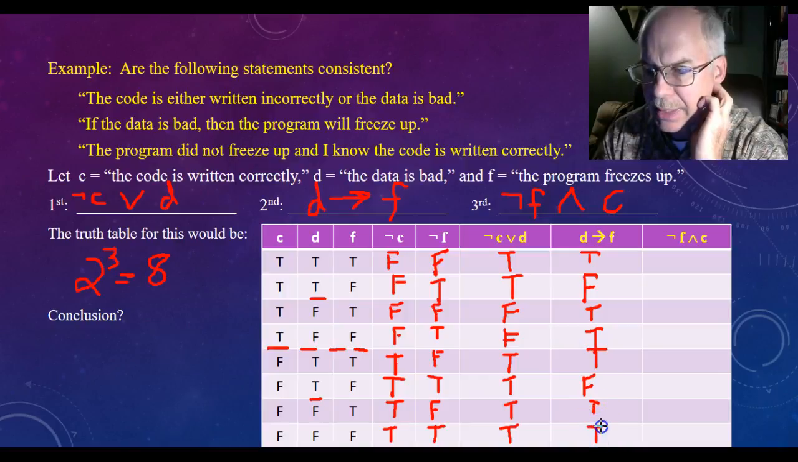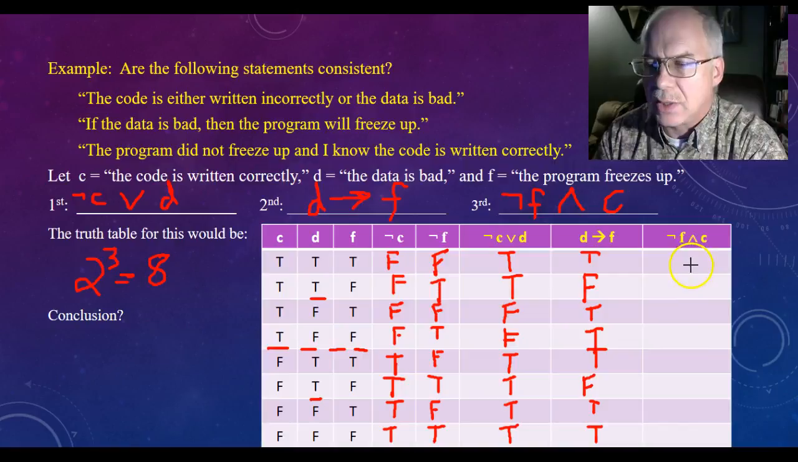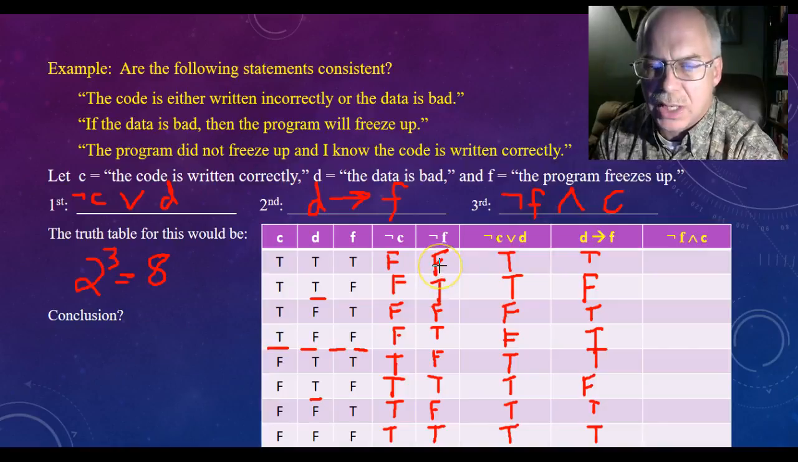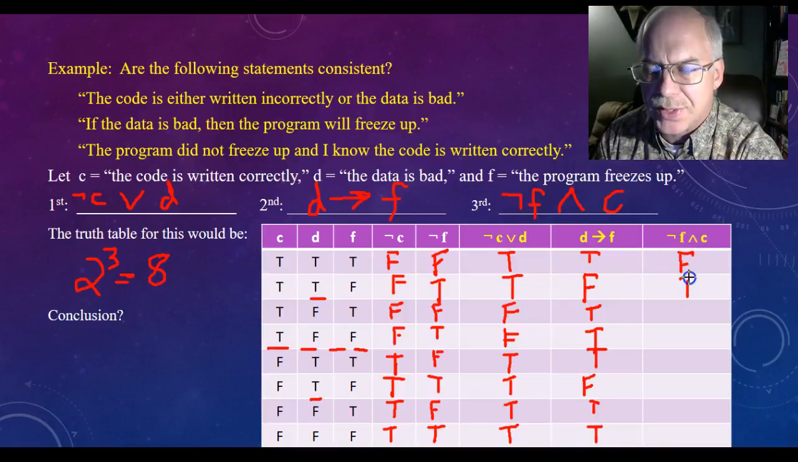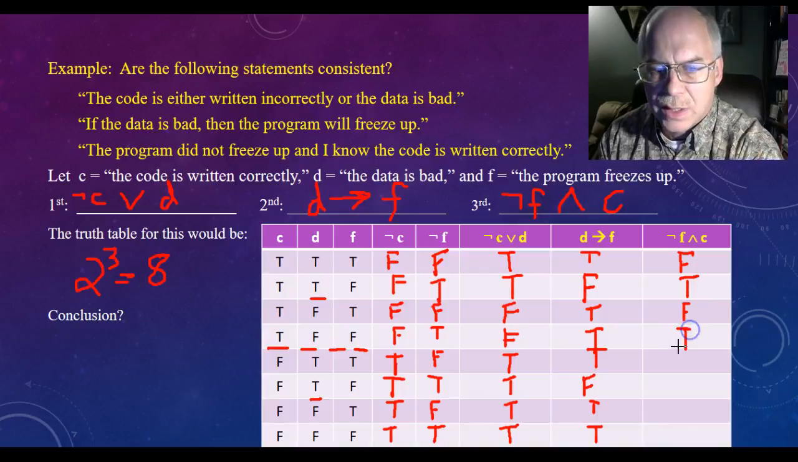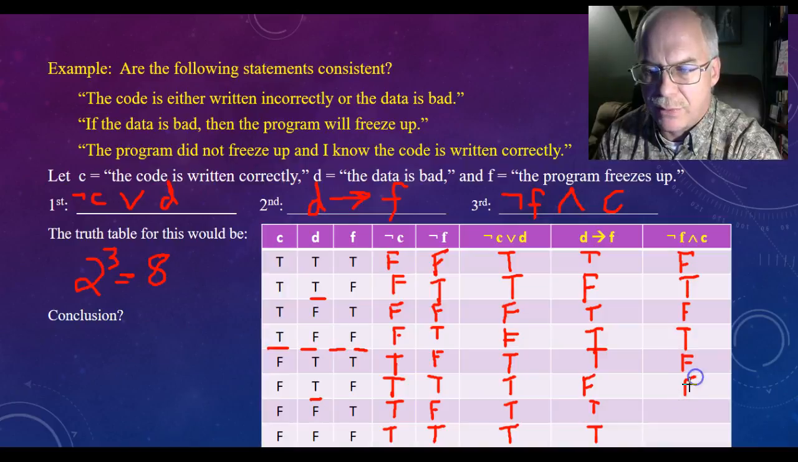All right, then the last column is the not F and C. So I'm going to look at the first column, the C column, and the not F, and I'm only going to find it to be true if both of them are true. So the second row has both the first column and the 5th column true. The third does not. The 4th does. The 5th does not. The 6th does not have both of them true. The 7th does not have both of them true. And the last row does not have both of them true.